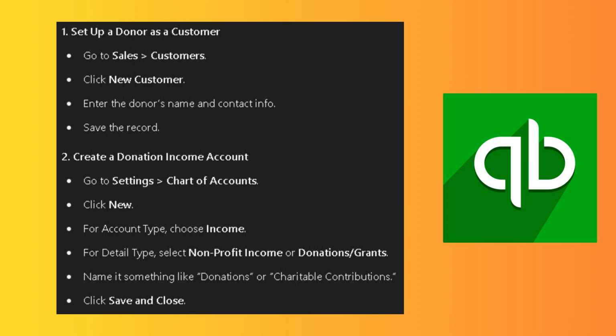Create a donation income account. Go to Settings and Chart of Accounts, click New. For the account type, choose Income. For the detail type, select Non-Profit Income or Donation. Name it something like charitable contributions or donations, then save and close.